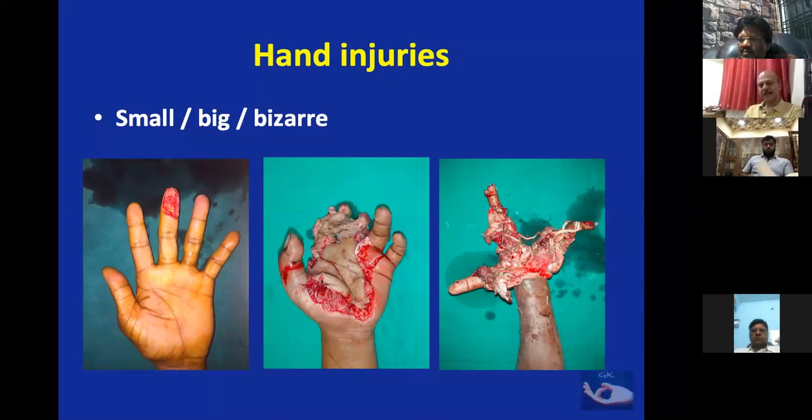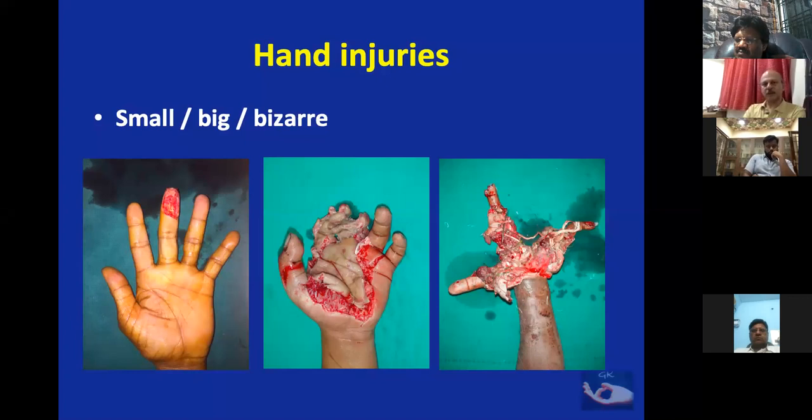Break it down into small problems. Small problems, and each small problem has got a small solution. So summing up all these small solutions, you get the big solution. So that is a very simple way of dealing with major hand injuries. However, we'll go in order and we'll see the sequence in which we're going to see all the topics.